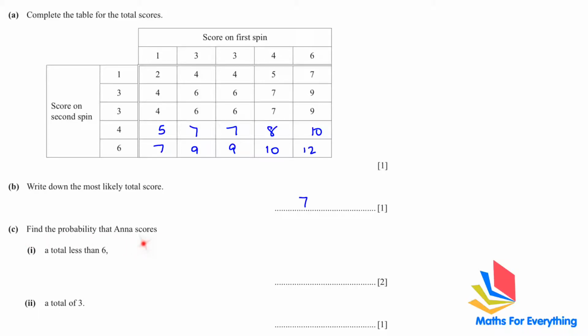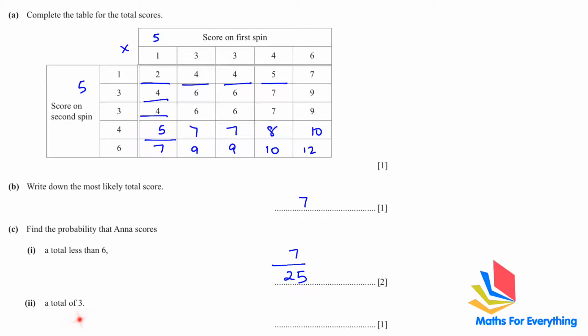Next, find the probability that Anna scores a total less than 6. So this is less than 6: 1, 2, 3, 4, 5, 6 and 7. 7 over the total probability. The total probability is, we count the numbers here, 1, 2, 3, 4, 5. And here also we have 1, 2, 3, 4, 5. So 5 times 5, 25. That will go as the denominator.